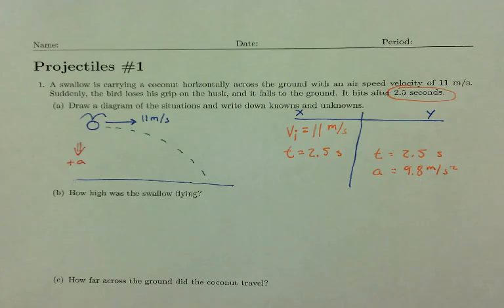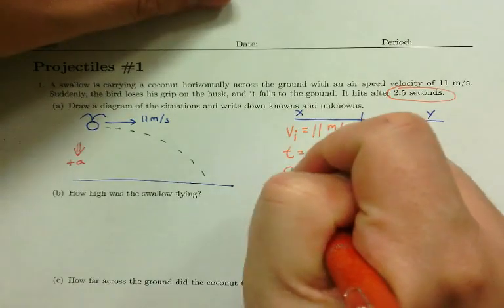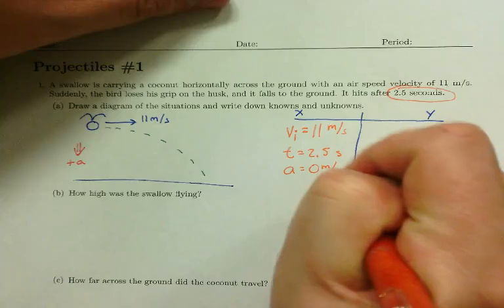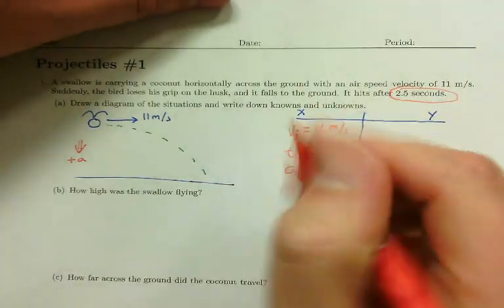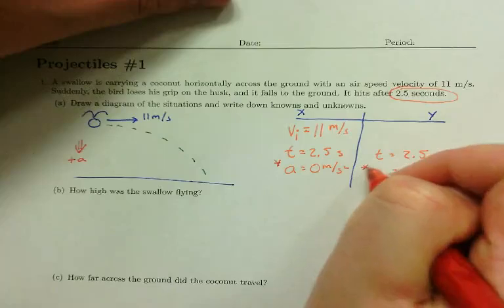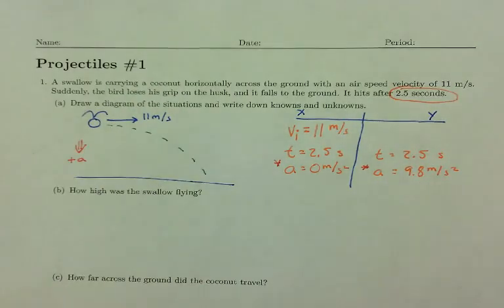What is the acceleration in the x direction? Well, if you recall, we said that the x velocity stays constant. Constant velocity is like saying 0 acceleration. These two things, a equals 0 and a equals 9.8, are going to be true for every problem. Those are actually the first knowns and unknowns I would usually do, because gravity only points down in the y direction. It does not point in the x direction.